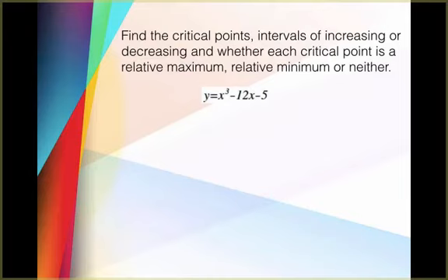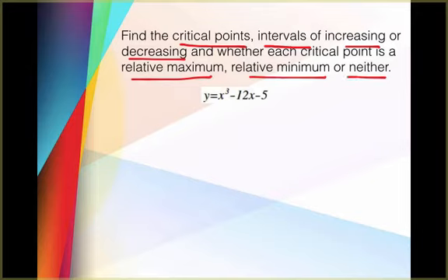We're now going to take time to work through some example problems. So let's look at the first example. We're trying to find our critical points. We're going to find the intervals of increasing and decreasing, and then we're going to tell whether our critical point is a relative maximum, a relative minimum, or possibly it could be neither. So let's look at the example of y equals x cubed minus 12x minus 5.